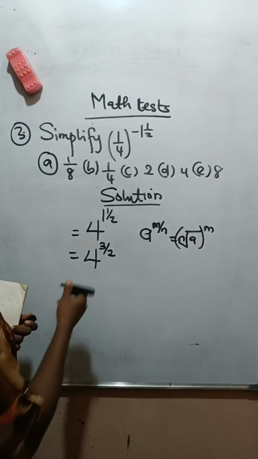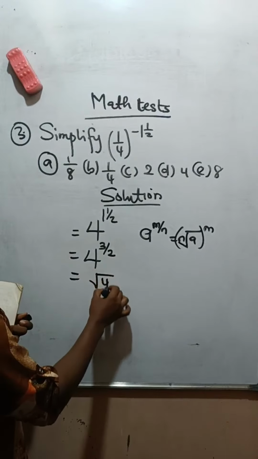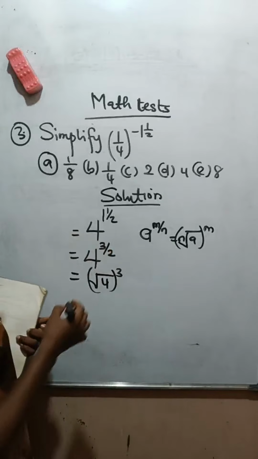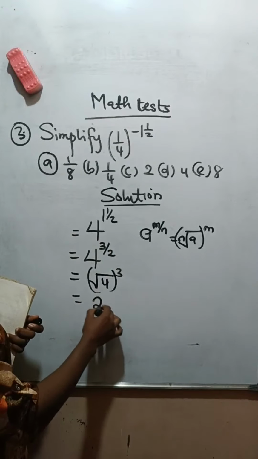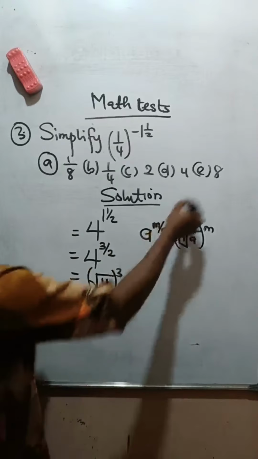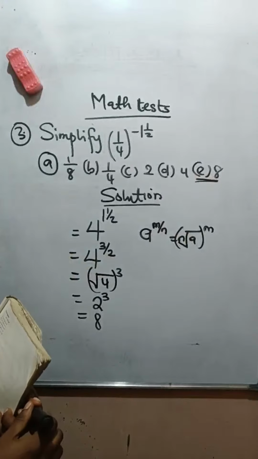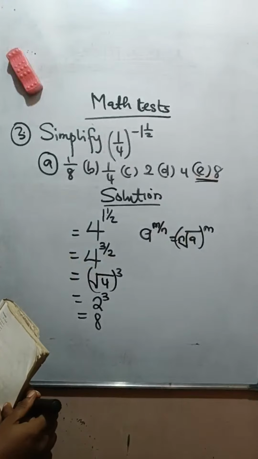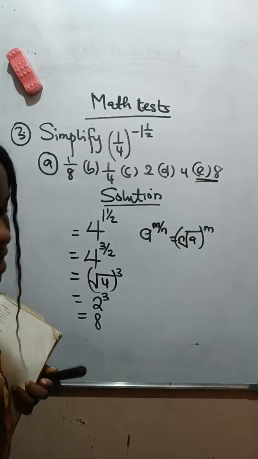All right, so look at what we have here. Now, this is going to be the square root of 4 raised to the power of 3. So, square root of 4 is 2 raised to the power of 3. And this will give us 8. And that is option E. All right? So you can see how easy that is. Very easy, right?